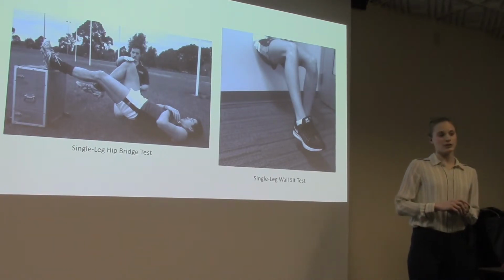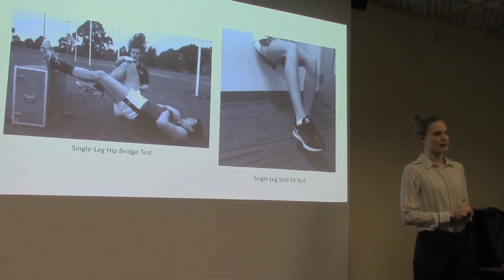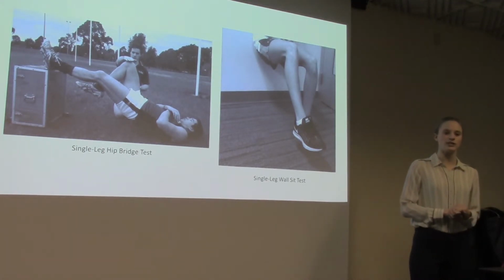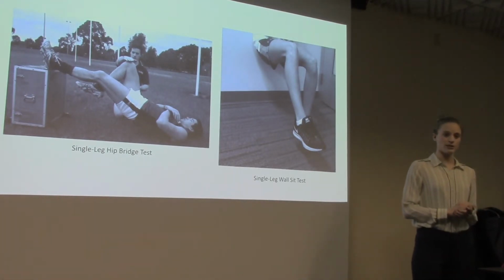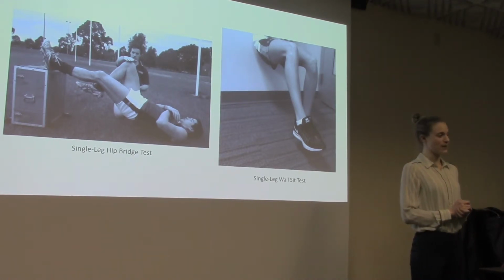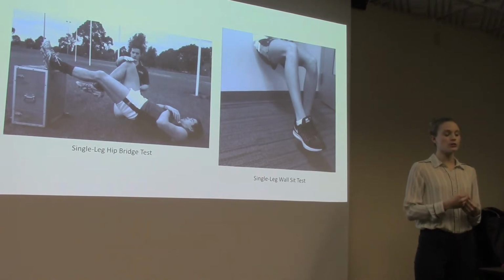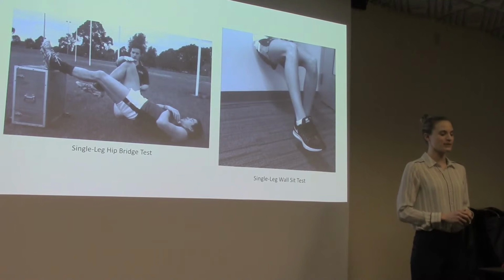Functional testing has been shown to be one method in determining the level of risk an athlete may be at for sustaining a lower extremity injury. There are many functional tests out currently that have data to support their use. However, there are two newer functional tests that have limited data. My research is on those two new tests, single leg hip bridge and single leg wall sit.